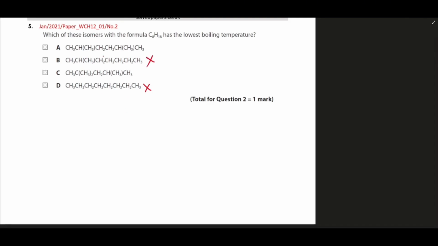This leaves us A and C, lowest boiling temperature. 1, 2, 3, 4, 5, 6, 7, 8. There are 8 carbon atoms, and there are obviously 1, 2, 3, 4, 5, 6, 7. There are 7 carbon atoms. Although there are two branches in both A and C, the number of carbon atoms is less in this one. So C is the correct answer. Did you get my point? Use logic all the time. Don't guess.